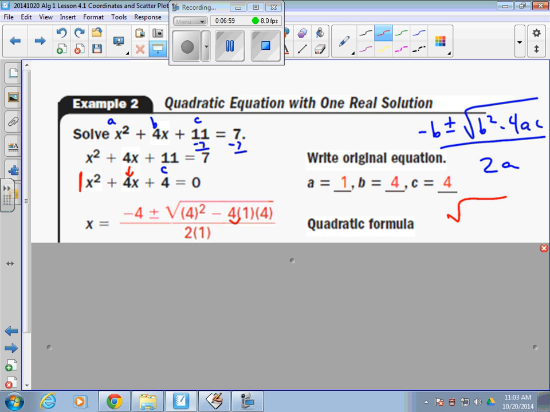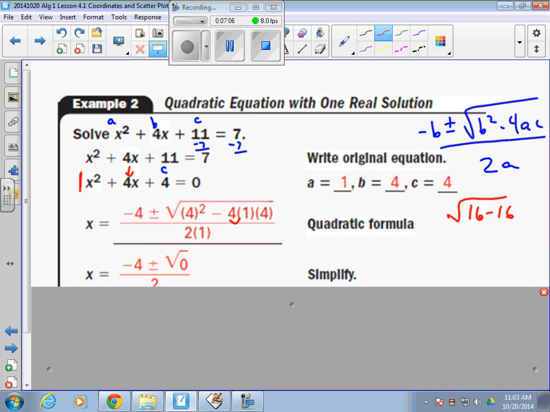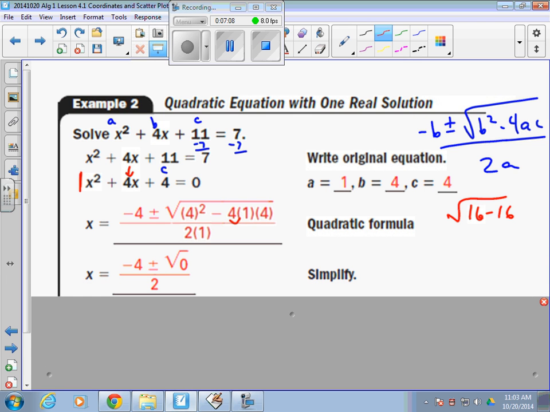So under the radical, you have this: 16 minus 16. That gives you 0. So we're going to have the square root of 0 over 2 times 1, which is 2. Anytime the radicand is the number 0 like this, it's only going to be 1 real solution.